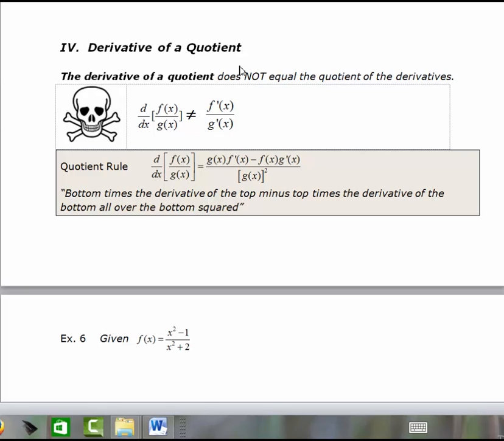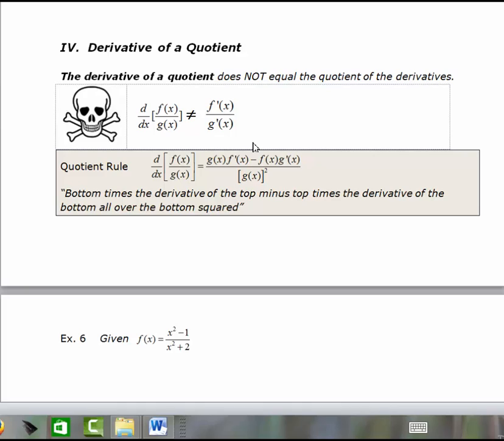And so the formula, if you've got the derivative of a quotient f of x over g of x, it's equal to g of x times f prime of x minus f of x times g prime of x all over g of x squared. And with the product rule, since it was a sum, it didn't matter what order you wrote it in. But with the quotient rule, it's extremely important because we're subtracting here, and subtraction is not commutative.